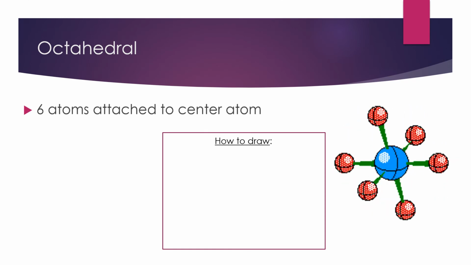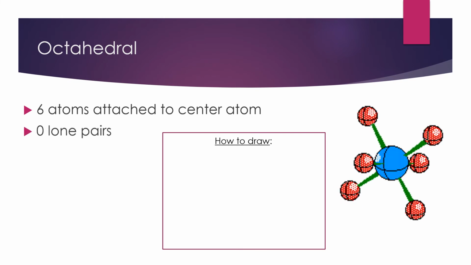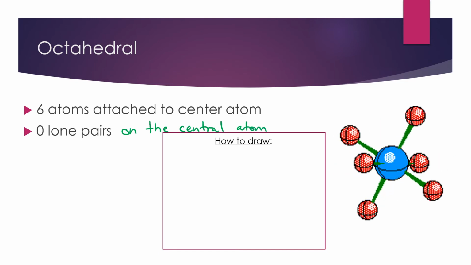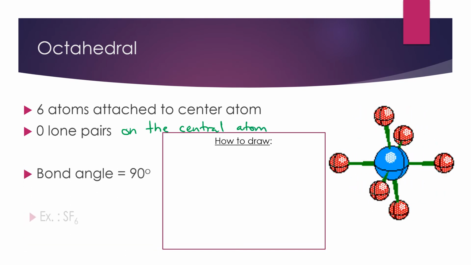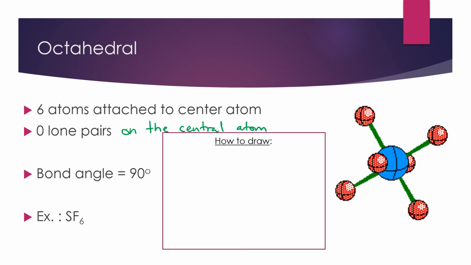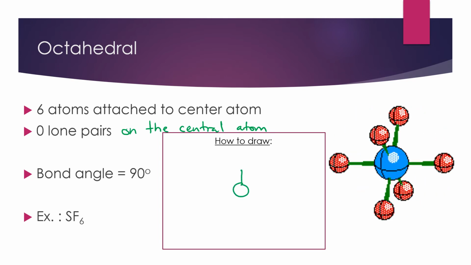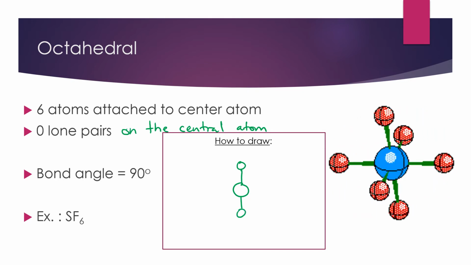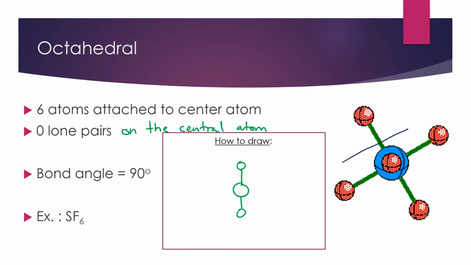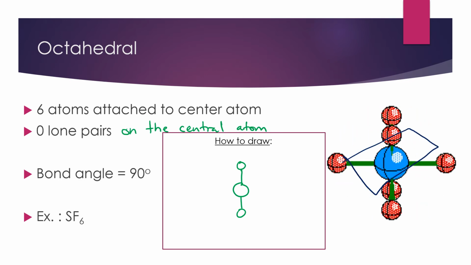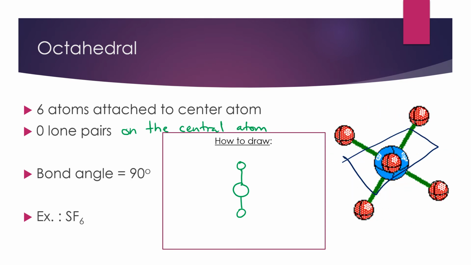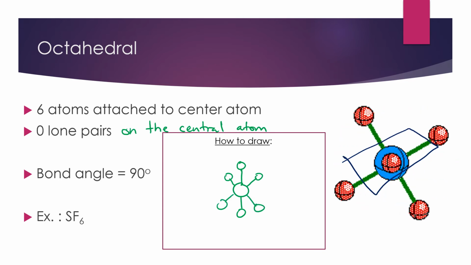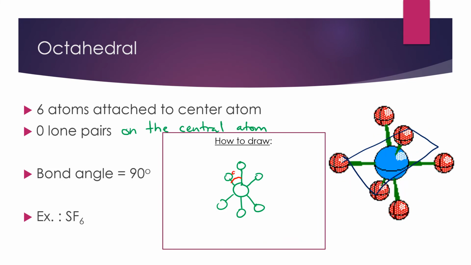Octahedral. 6 atoms attached to the center atom, 0 lone pairs on the central atom. The bond angle would be 90 degrees. And our example is sulfur hexafluoride. So how do I draw it? Again, we have a top and a bottom. But instead of forming a triangle this time around, we're going to try to form a square. I'm going to show you guys a square here. If we concentrate, it forms a square there. So I'm going to draw that square in my picture. So the angle, again, I'm going to color in red, is 90 degrees.